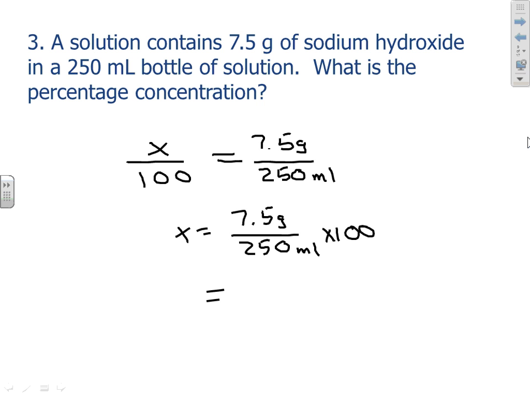What do you got? Three? Two significant digits probably on here, the 250. 100 is a perfect whole number. It's defining the percentage. So let's go with 3.0%.